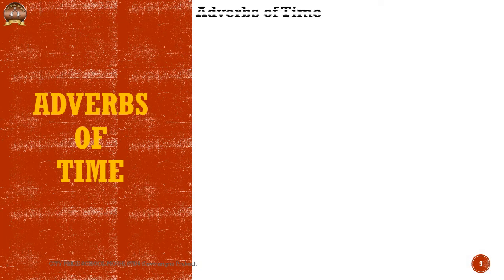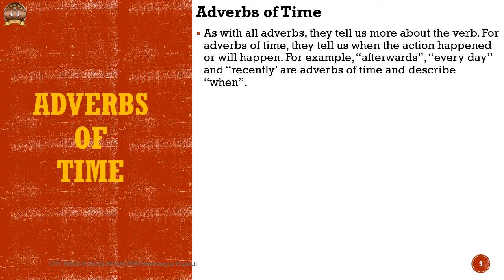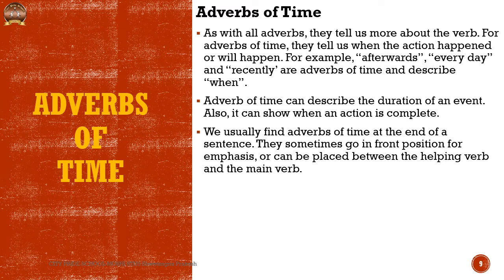Now adverbs of time. An adverb of time tells us more about a verb: when the action happened or will happen. For example, afterwards, every day, recently, they describe time. They answer the question when. And it can also describe the duration of an event. It can show you when an action is complete. And you usually find them at the end of a sentence. They sometimes go in the front position for emphasis too. Whenever they move to the front position, remember, it is for emphasis. Then they can be placed between the helping verb and the main verb too.